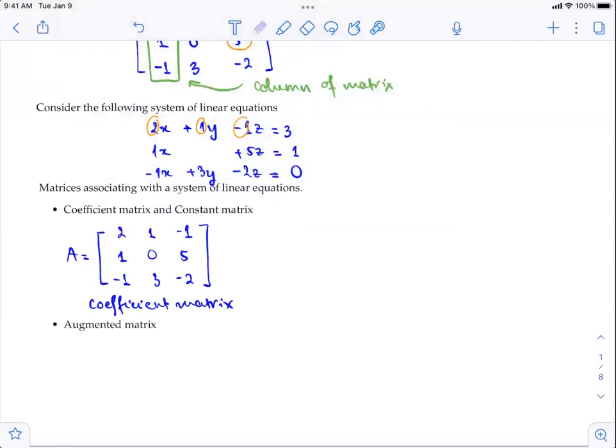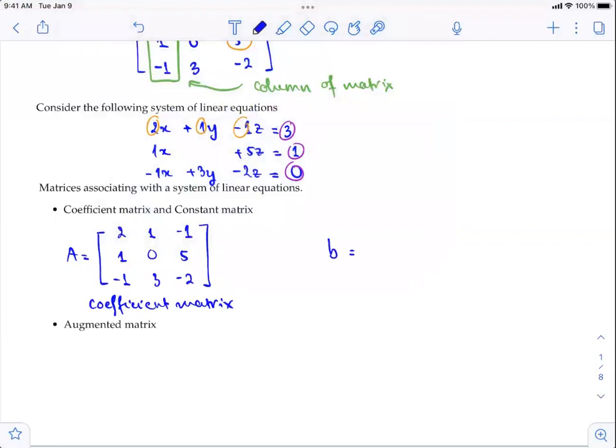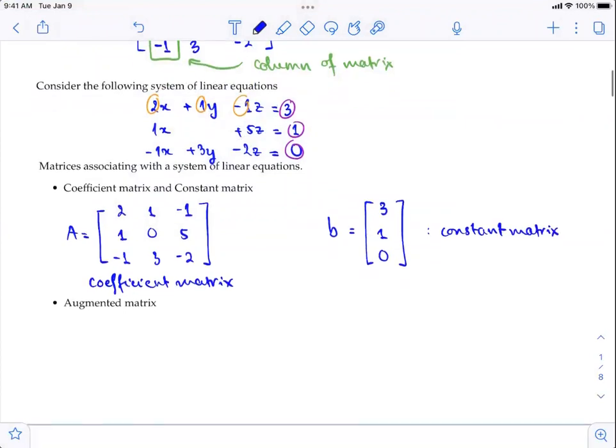Now, another matrix that we want to focus on is the entries of the right-hand side. So you have 3, 1, and 0. Put together, we have something called the constant matrix. So 3, 1, 0, this is the constant matrix. And the form of this constant matrix is called the column matrix, because it's just written in one column.